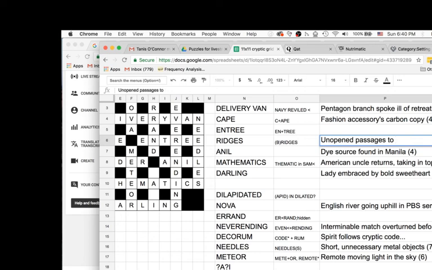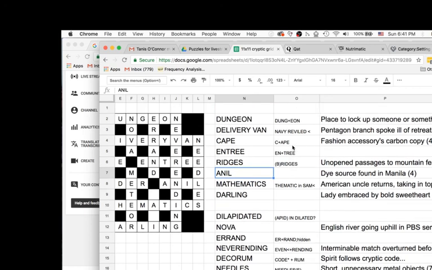I'll just say unopened passages to mountain crests. Unopened passages, or passages without lead now. Unopened. That might use some polish later on, but it's serviceable.